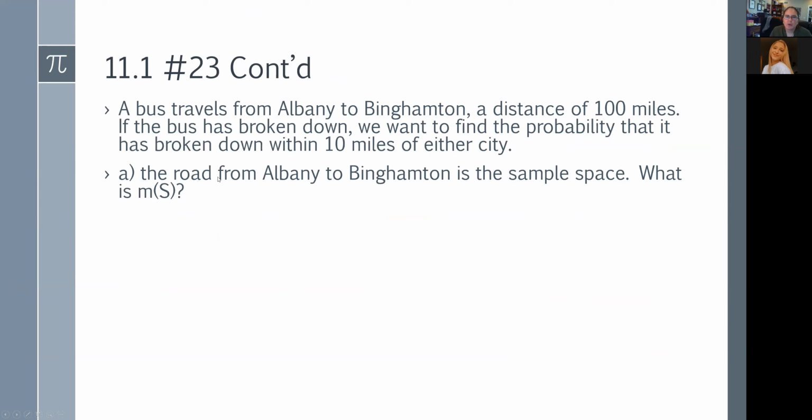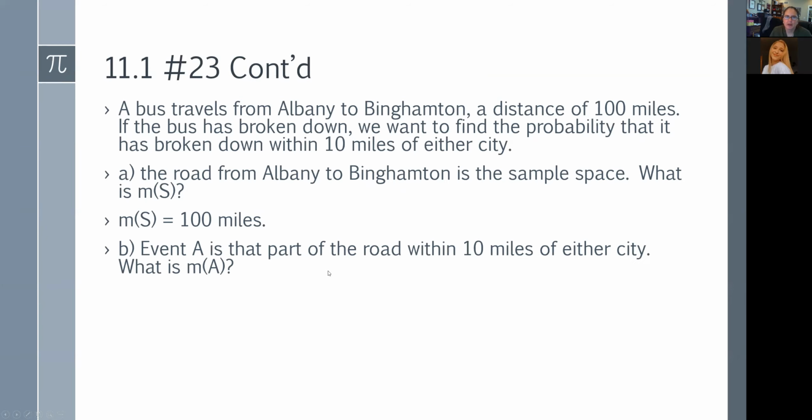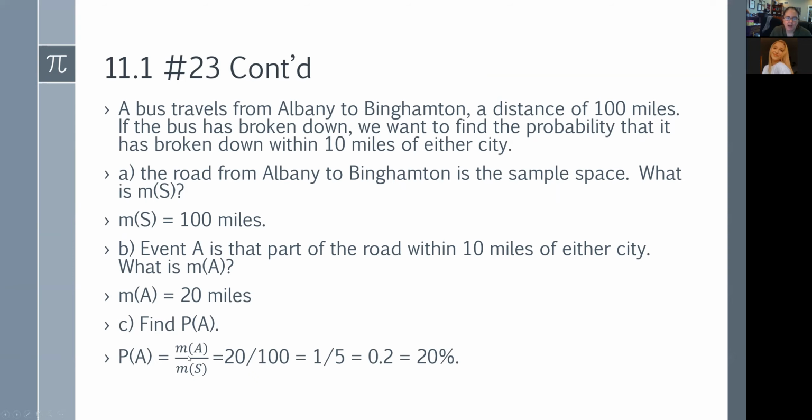Okay, part A, the road from Albany to Binghamton is the sample space. What is M of S? M of S is the total distance, which is 100 miles. Event A is that part of the road within 10 miles of either city. So either 10 miles from Albany or 10 miles from Binghamton. So the measure of A is a total of 20 miles. Find the probability of A. Well, we take M of A over M of S, so that's 20 out of 100. We could say that's 1/5, or 20%.